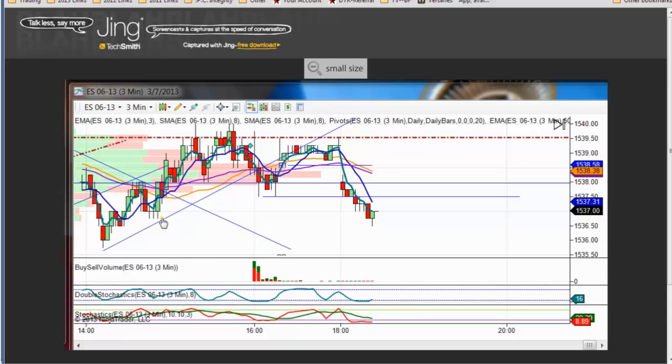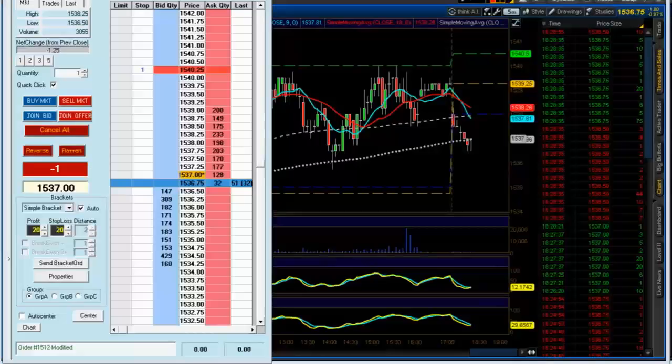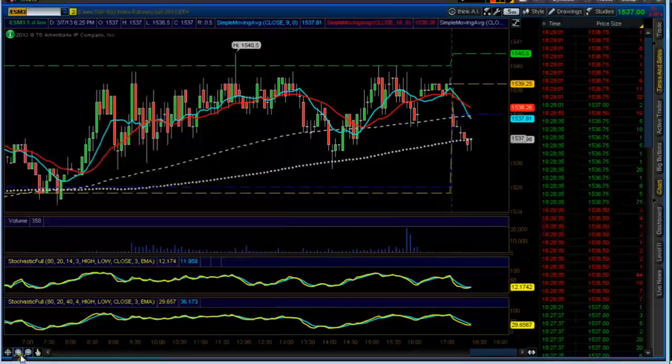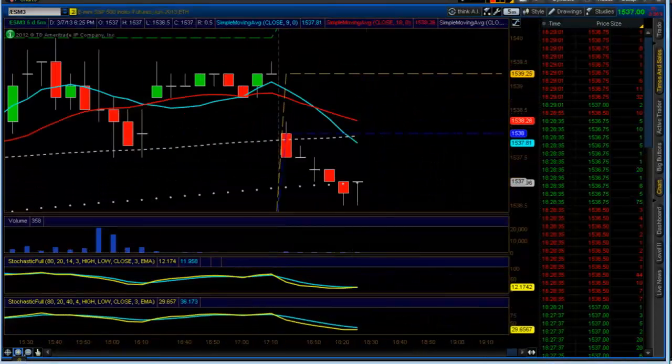Yeah. No, this one right now, I don't know what it's doing right now because I don't have it. Let me see. I got to close this. What's it doing? Yeah. So on the actual trading platform, my double stochastic is starting to move up now, but price is not moving up.